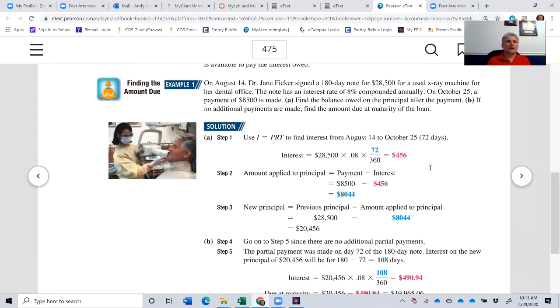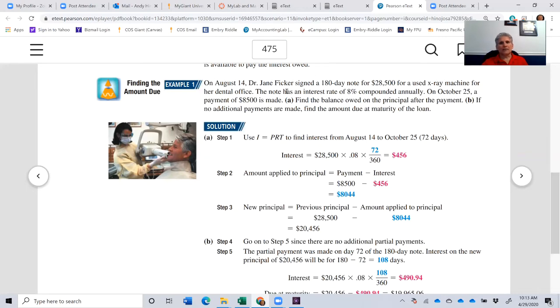On August 14th, Dr. Jane Ficker signed a 180-day note for $28,500 for a used X-ray machine for her dental office. The note has an interest rate of 8% compounded annually. On October 25th, a payment of $8,500 is made. A, find the balance owed on the principal after the payment. And then B, if no additional payments are made, find the amount due at maturity of the loan.